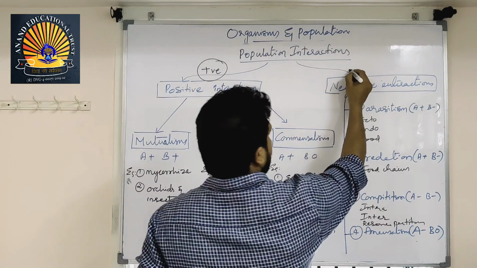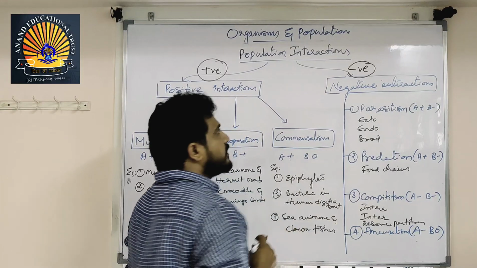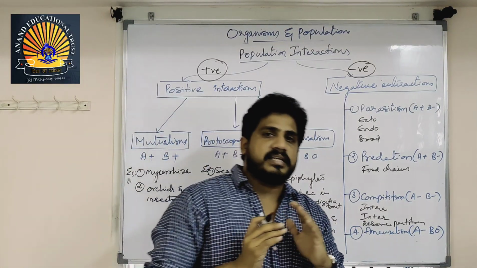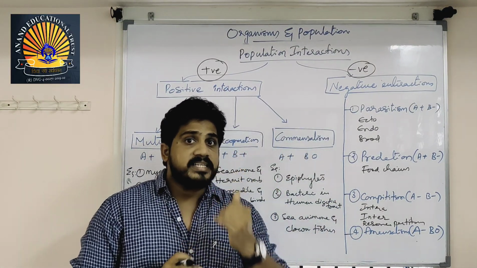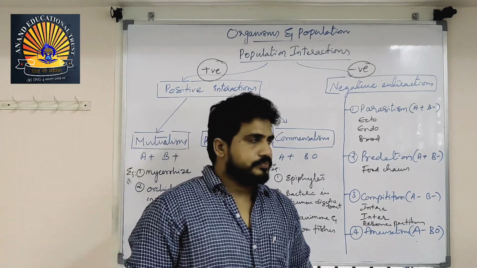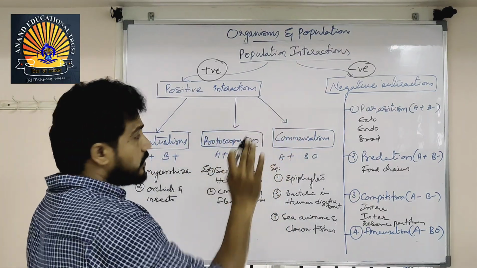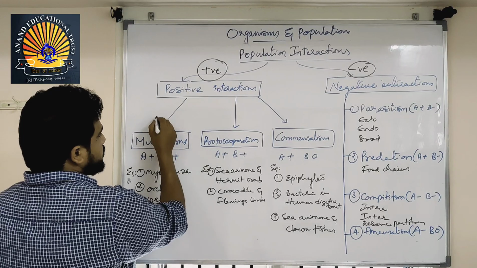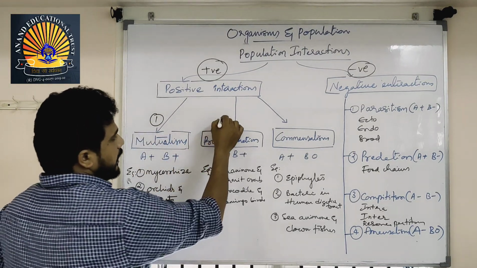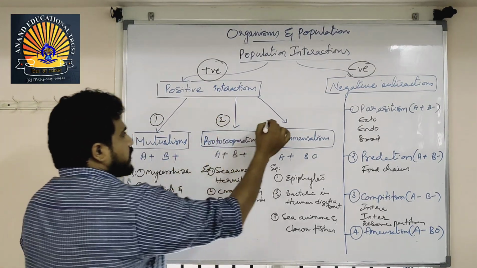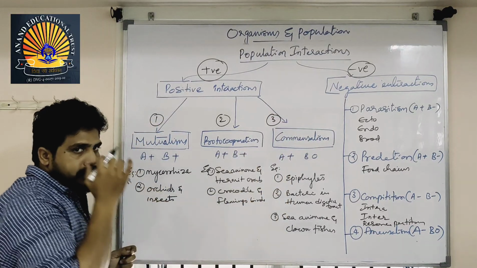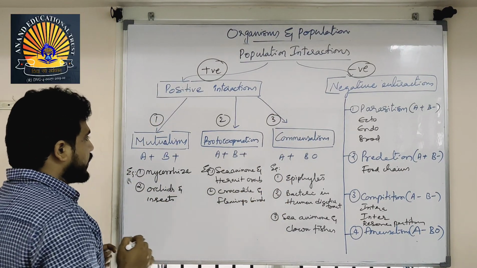On the other hand, there will be negative interactions. In this case, A organism is interacting with the B organism, but A is getting loss or zero, not benefit. So positive interactions are three types. Type 1 is mutualism, type 2 is protocooperation, and type 3 is commensalism. Let us see one by one with suitable examples.